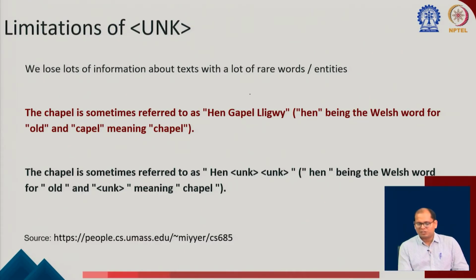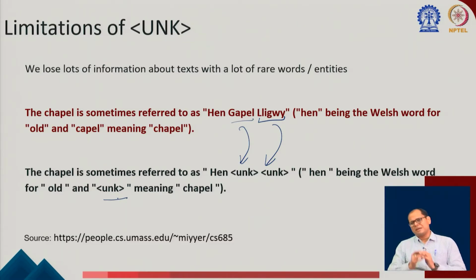Now these words may have never occurred or are very rare in the data, so they are given the unknown token while processing. That means you cannot do anything about these words, they are just unknown tokens. The same with capel, which will be written as an unknown token. So you lose a lot of information about rare words or entities that may be crucial in certain applications.